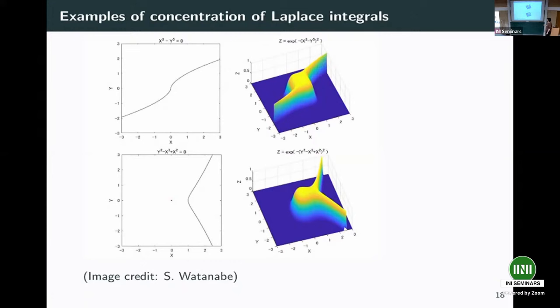And same thing here, and here it's maybe even more interesting, because over R you see that W0 has two components and an isolated point. But this isolated point is the most degenerate point, and it carries most of the mass of the integral. Those are pictures from the talk of Watanabe.